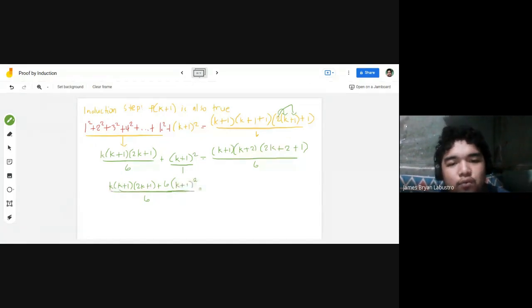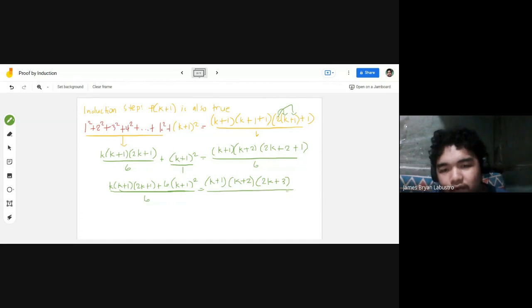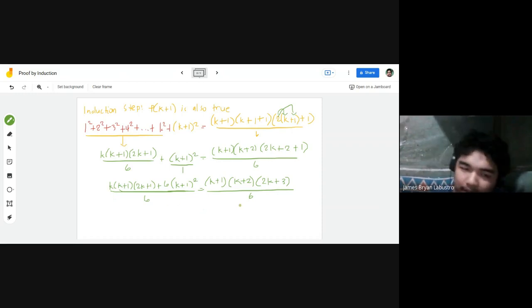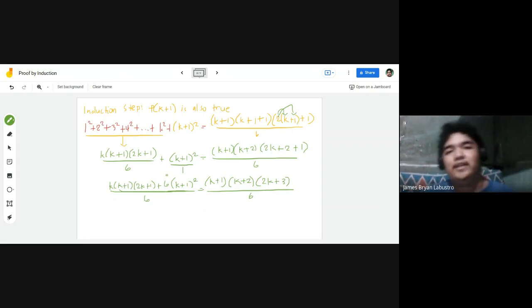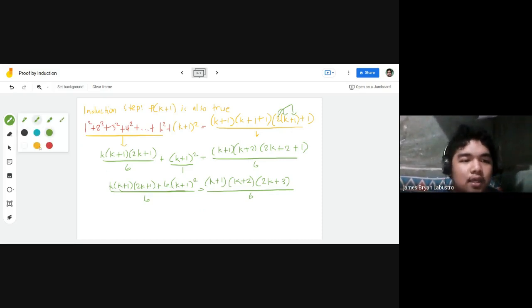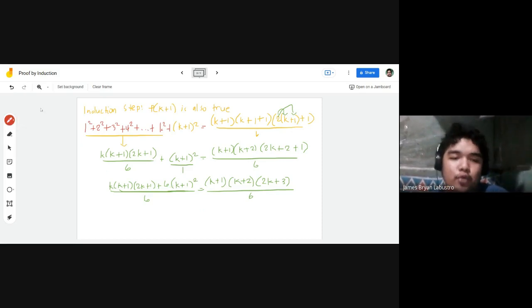Then after that, we have this. Simplify this to fix the value. So we have (k+1)(k+2)(2k+3) all over 6. Then after that, okay, equal denominator. After that, we're going to simplify it here. But first, we're going to factor out the common factor. So our common factor here is k+1.